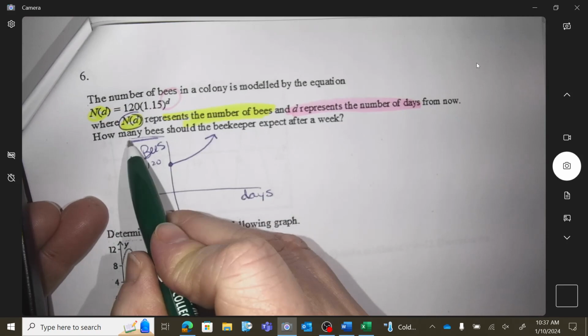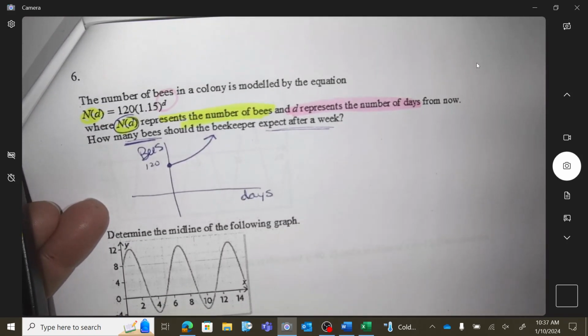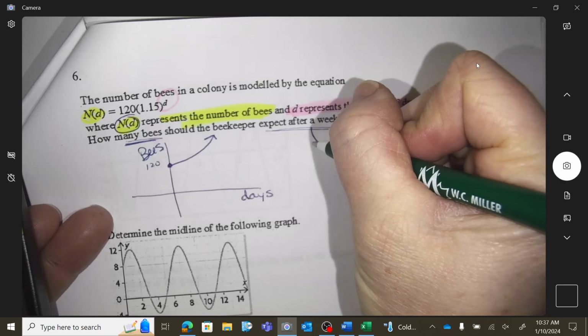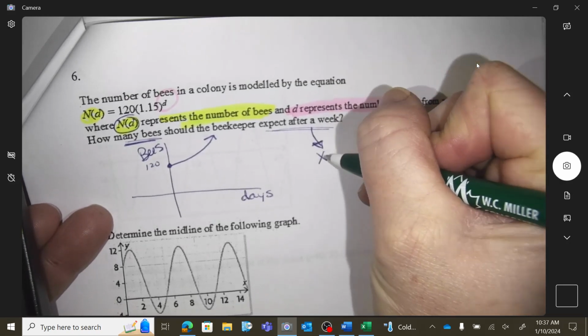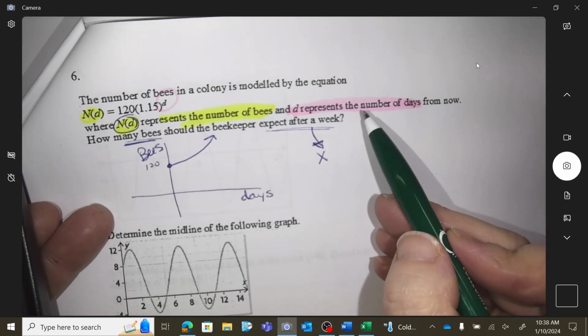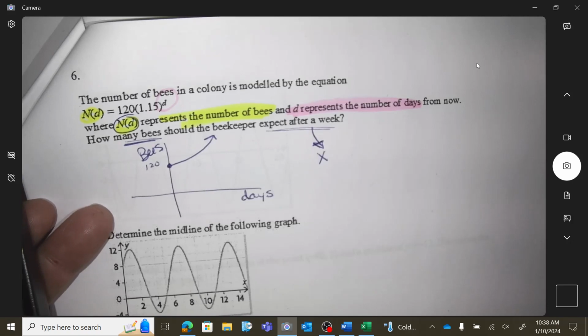Now, how many bees should we expect after a week? So what did I give you? Did I give you an X or did I give you a Y? I gave you an X. Okay, but be careful here. X is the number of days. So if I say a week, what are you going to do?